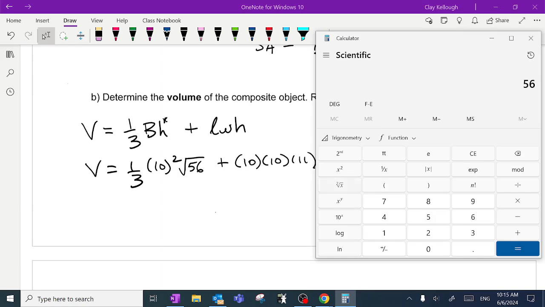56 square rooted times 10 divided by 3 plus, I don't think I need a calculator for this part, 11 times 100, 11 with 2 zeros on it, equals, and I get 1,124.94. Okay, sounds about right. I don't have an answer key.